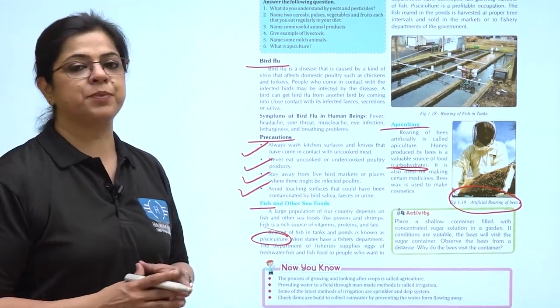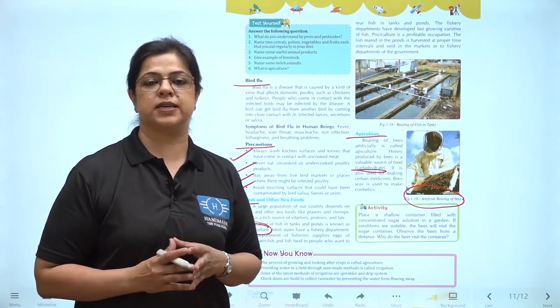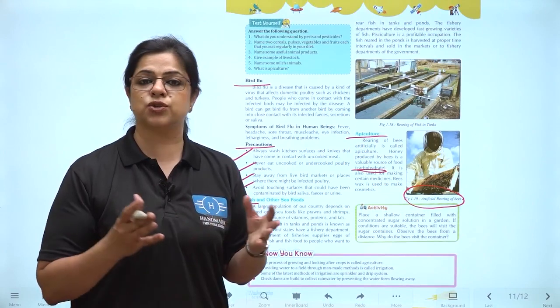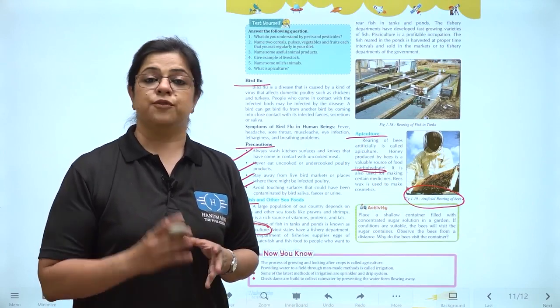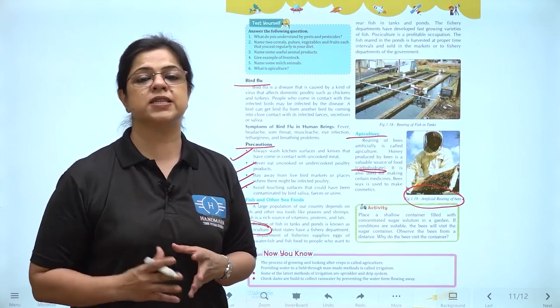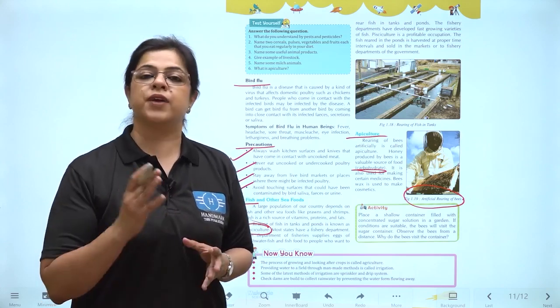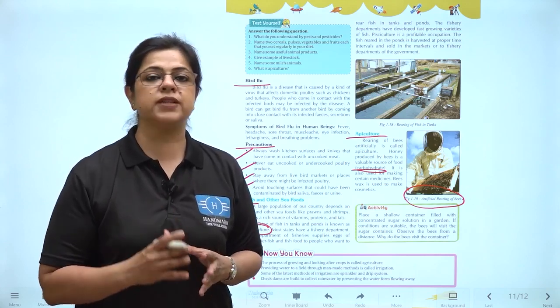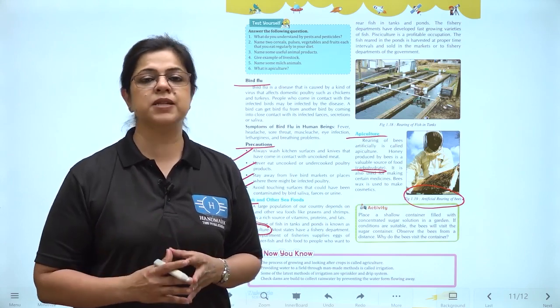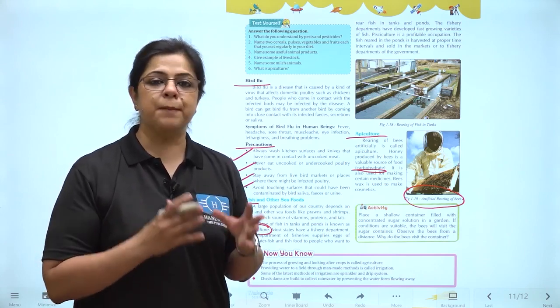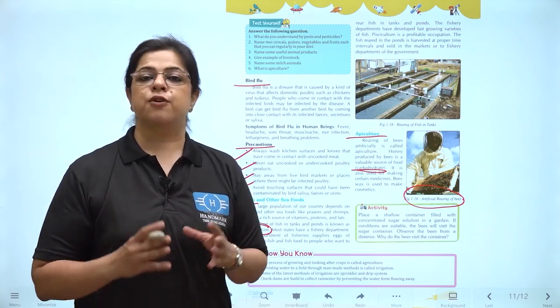Now, in this chapter, we have learned many important things. We have learned the various stages of agricultural practices. We have learned how every stage is very, very essential in order to get a good produce. We have also studied about food that we get from various animals, which chiefly includes milk, eggs, meat, fish, and honey.